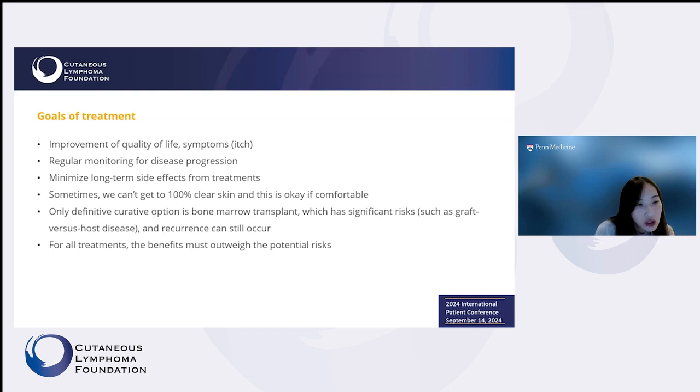The only cure is a bone marrow transplant, which has significant risks, such as graft versus host disease. And recurrence can still occur even after a transplant. So we only reserve this for very severe advanced cases. And for all treatments, we have to weigh the benefits against the potential risks.